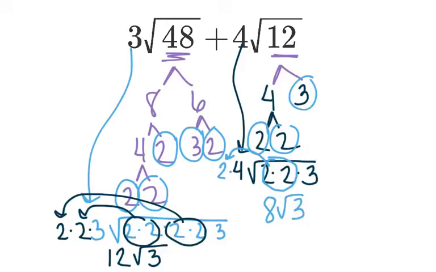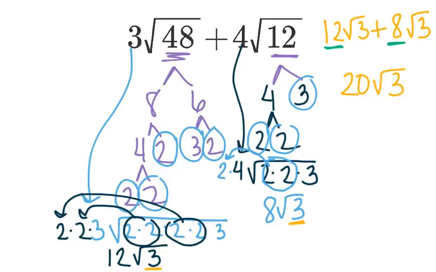Now, just like what I wanted, my two radicals match. So now I'm allowed to add them. So I'm really doing 12 radical 3 plus 8 radical 3. And the rule now that we have like radicals is we just add the coefficients. So this becomes 20 radical 3, and that's my final answer. The same rule would apply if I had instead been subtracting these two radicals.